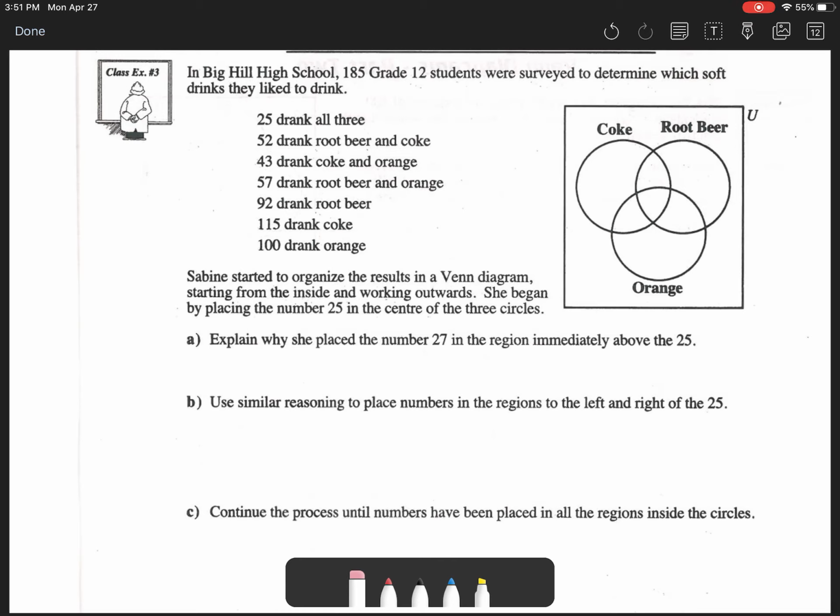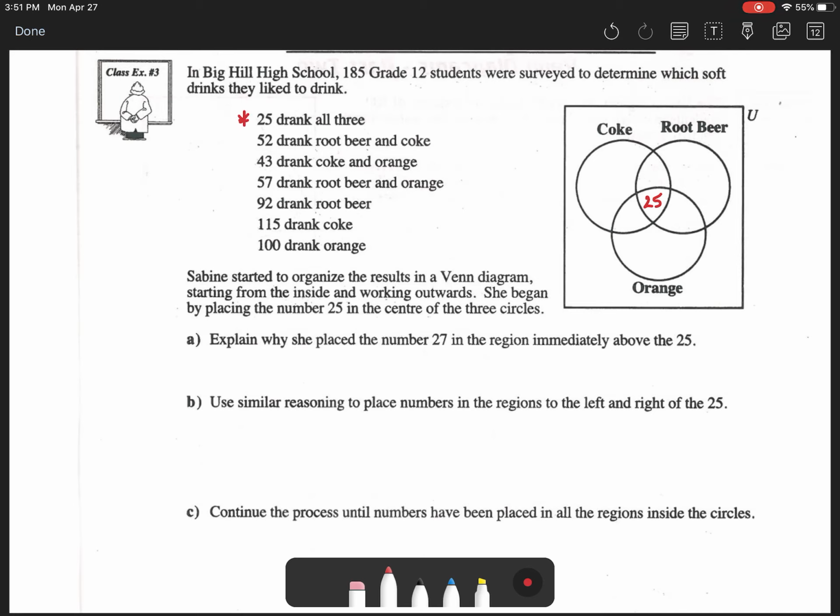All right, this is actually the last question for today. But you can see the Venn diagram is blank. We have to fill in the values, and this is where sometimes we have to do a few more calculations. So it reads like this. In Big Hill High School, 185 grade 12 students were surveyed to determine which soft drink they like to drink. So we're dealing with, if you look at the diagram, Coke, root beer, and orange. Now here's the information, and you'll see how we deal with these values.